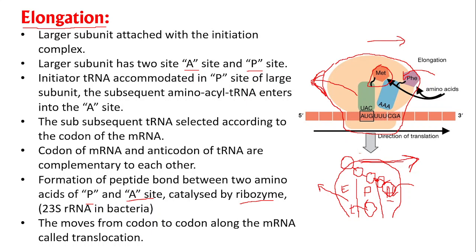Then when the complex moves towards its right direction, what will happen? The tRNA which is first present in the P site will go to the E site, leaving its amino acid there itself, attached to the next amino acid carried at the A site.